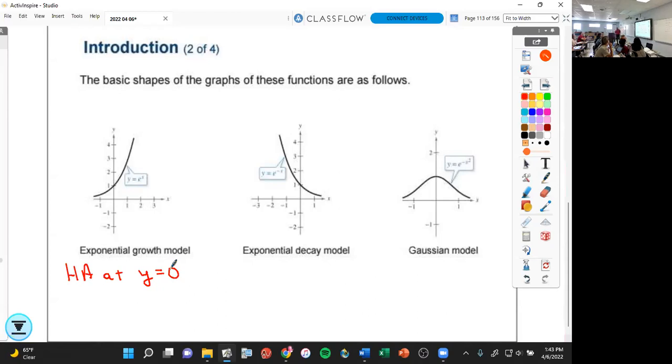Exponential decay. Do we have any horizontal or vertical asymptotes? Horizontal asymptote also at y equals 0. Okay.